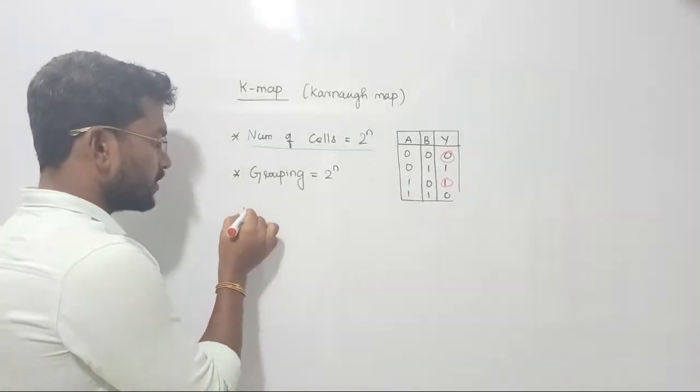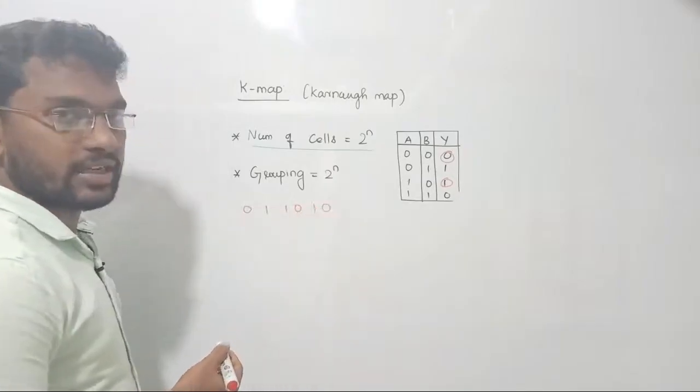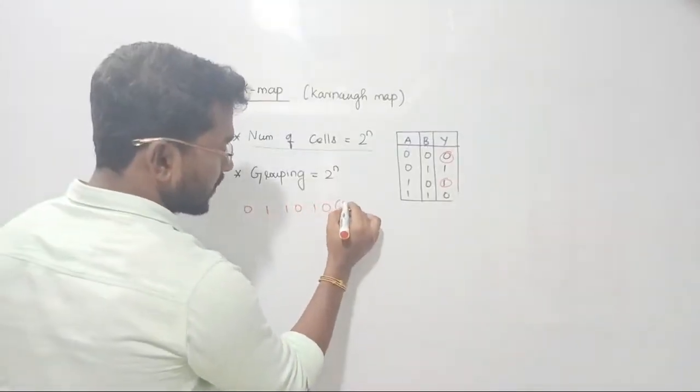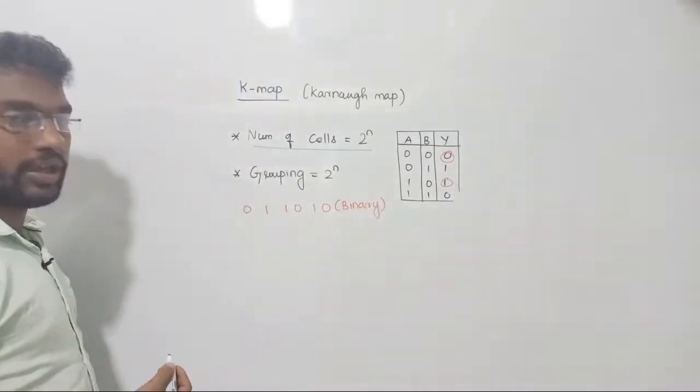Okay, fine. For an example, I have 0 1 1 0 0 1. I have some variables like this. This is binary. Now I would like to know the equivalent gray code.